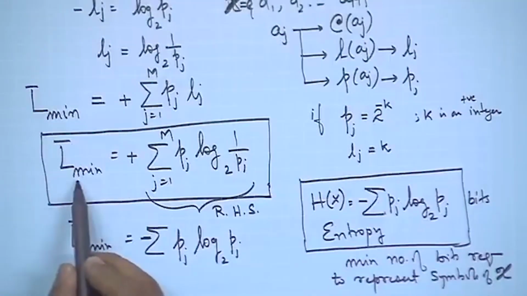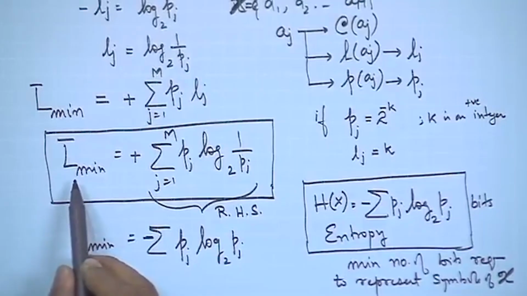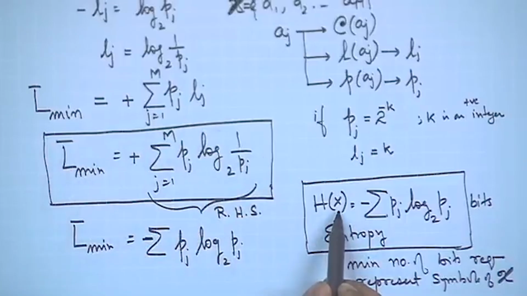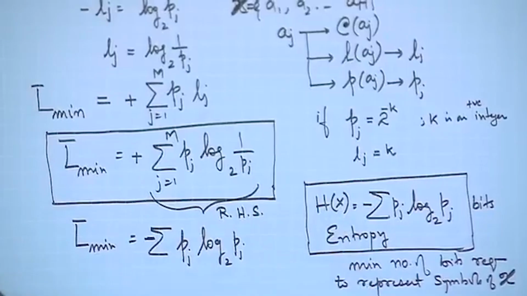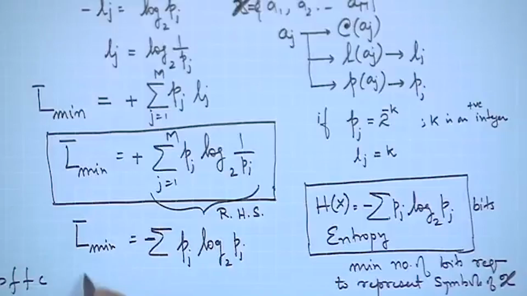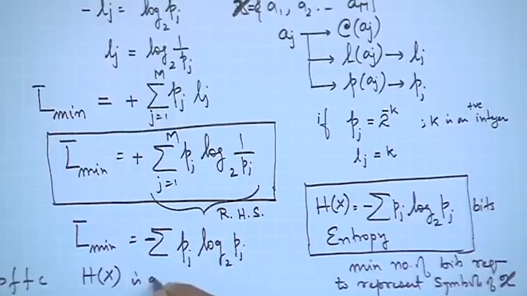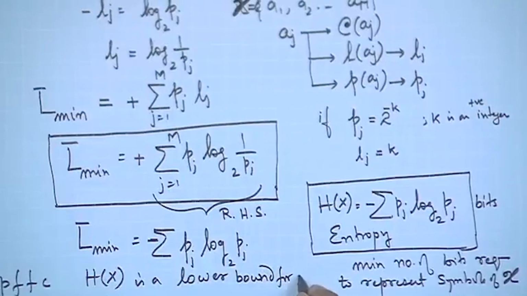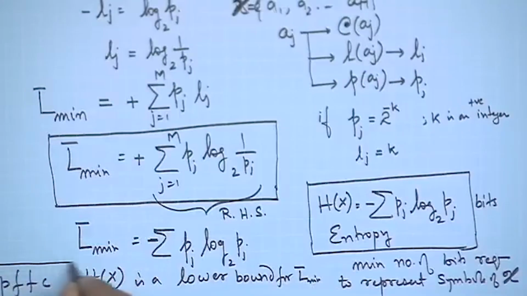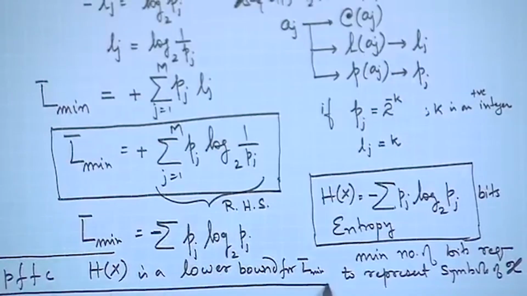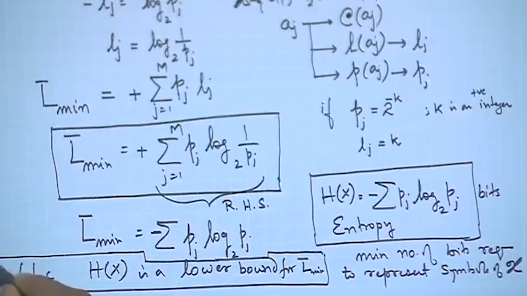So, that means L bar min, with the real results, that means not integer lengths, is equal to the entropy. So, that means for prefix free codes, H of X, which is the entropy of the source going by this definition, is a lower bound for L bar min. This is a very important result.